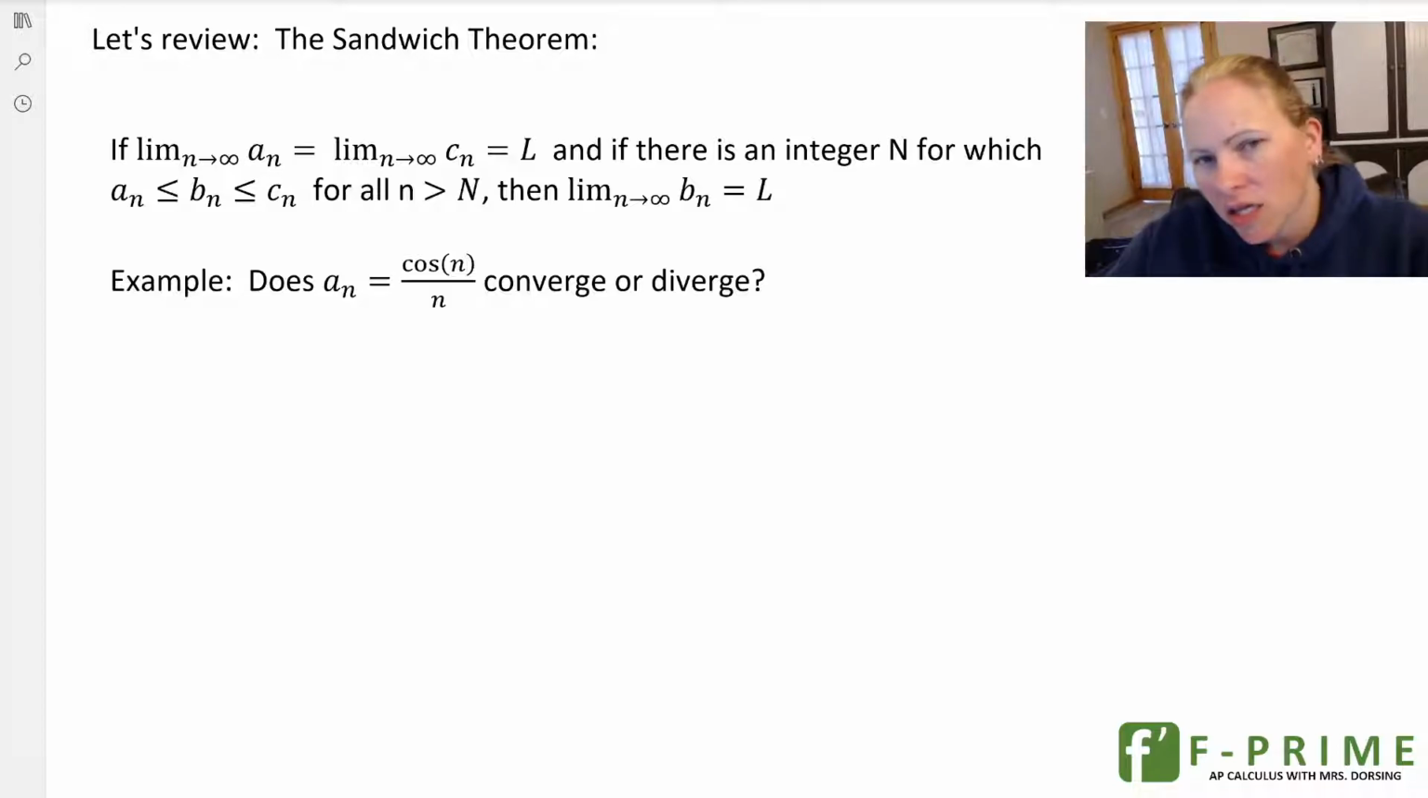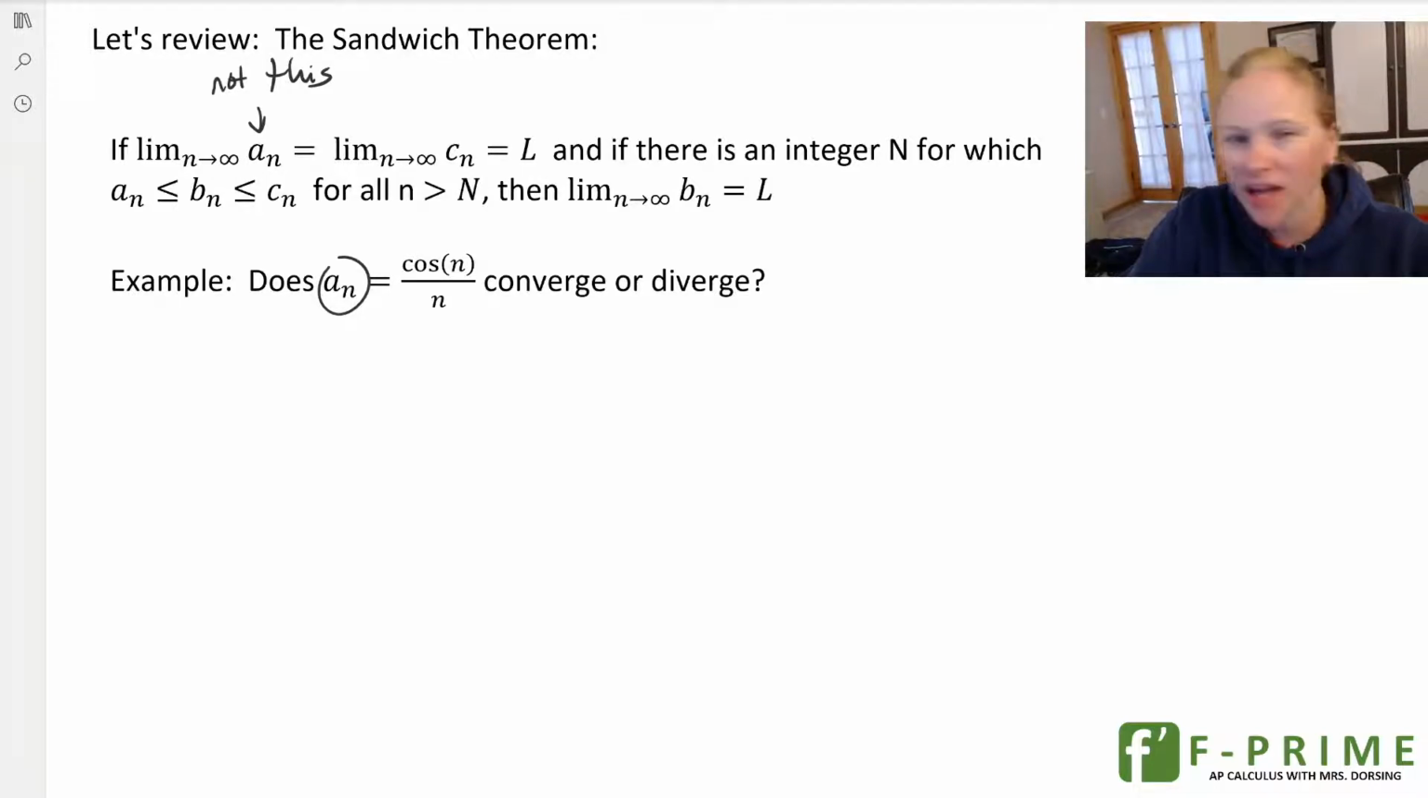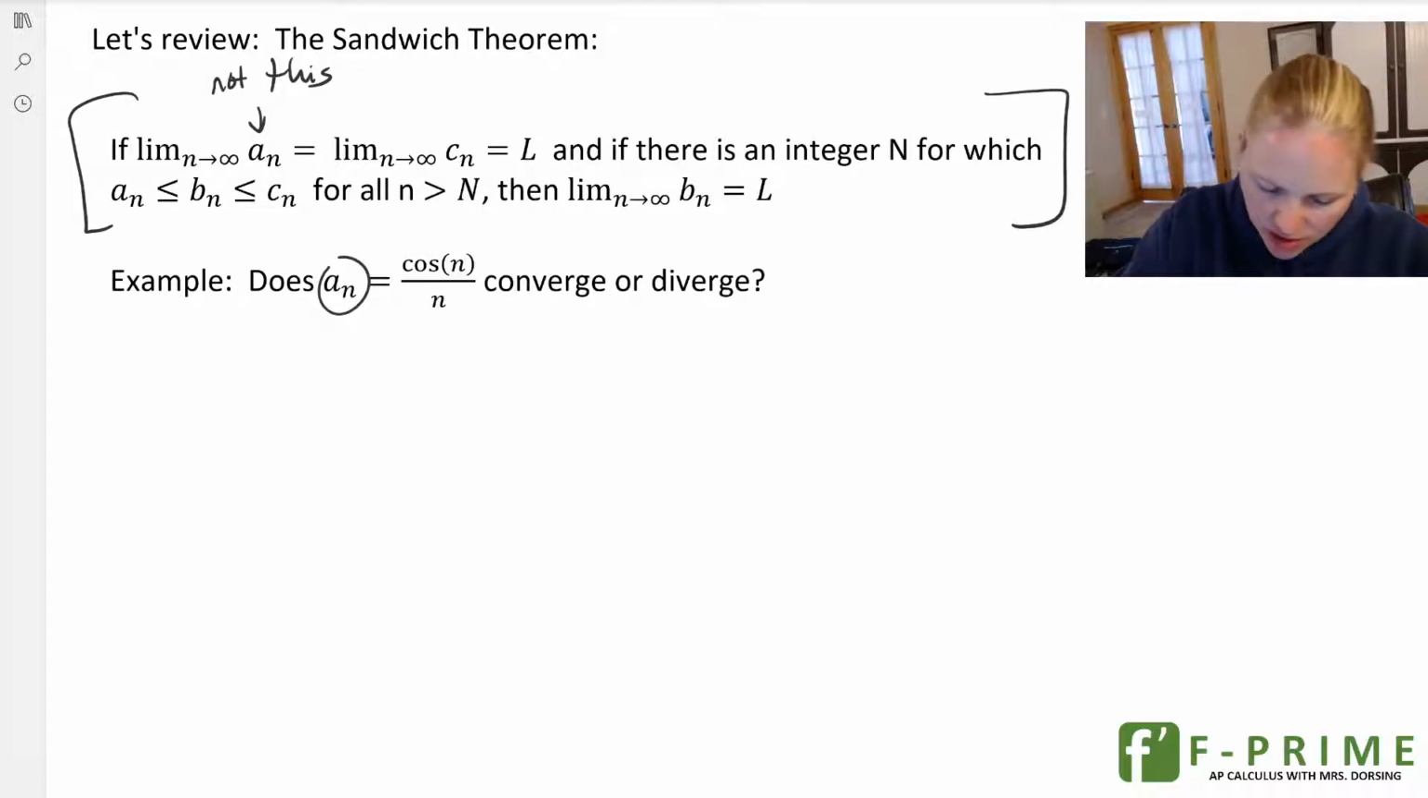So we have to get a little creative when we're picking our values. Let's take a look. Does a sub n equal cosine of n over n? Now, just because I call it a sub n, that's not the same as the one in the definition. So this is a definition.